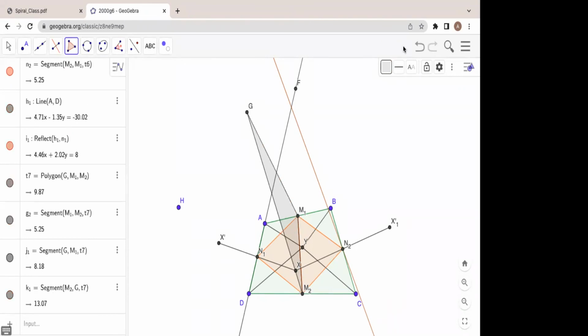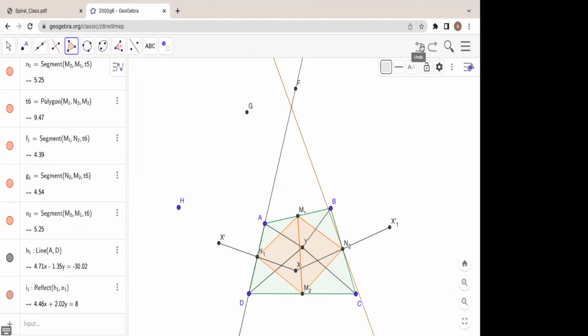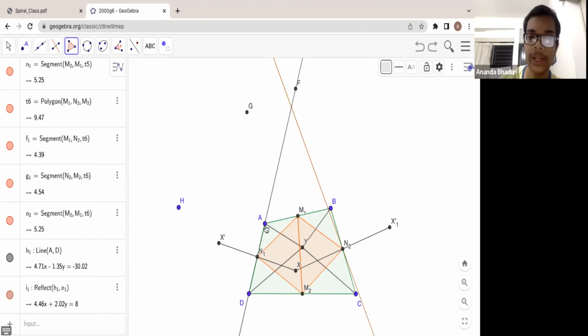Let's say black. Right, again, I was just something wrong. Forget it. So we know that we want to show that AYB is spirally similar to N1, M2, N2. That would finish.